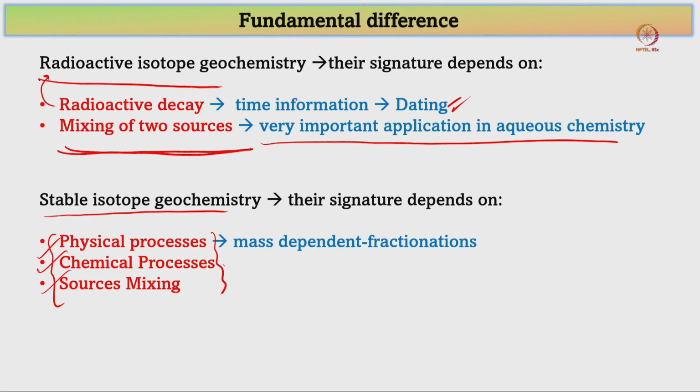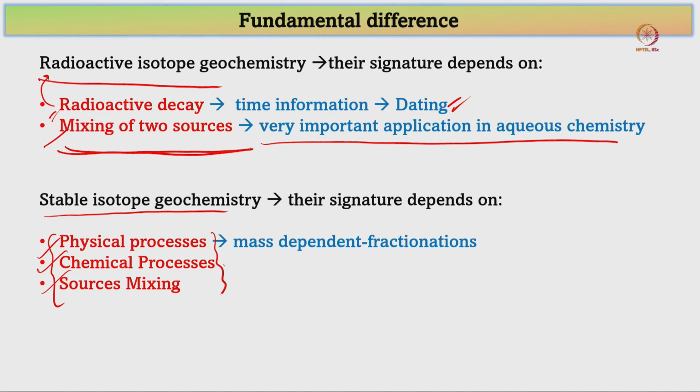Because for instance, in aqueous chemistry, if you are measuring radioactive isotopes and if things are changing, we know some kind of mixing has happened. Because in the time scale that we are looking for, there will not be much of a radioactive decay. So, the most likely thing is there will be mixing of two sources.